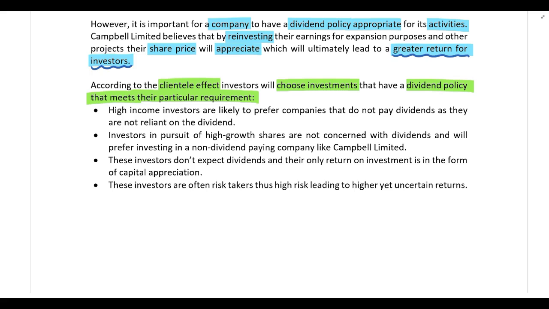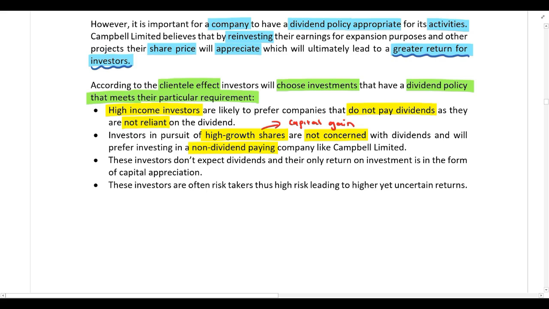So what type of investors would invest in Campbell Pty Limited? High-income investors are likely to prefer companies that do not pay dividends, as they are not reliant or dependent on the dividend. Investors who are in pursuit of high-growth shares, so in other words, investors who want to make a capital gain on the sale of their shares, will not be concerned with dividends, and they would prefer that the company rather reinvests the money so that one day they can make a gain when they actually sell their shares. So they would prefer investing in a non-dividend paying company like Campbell Limited.